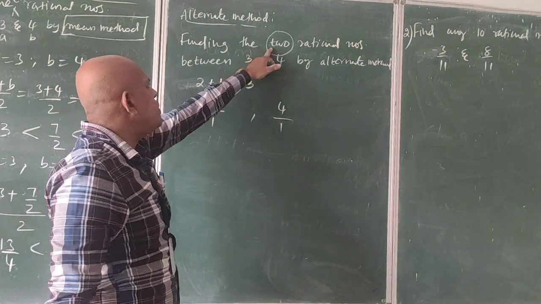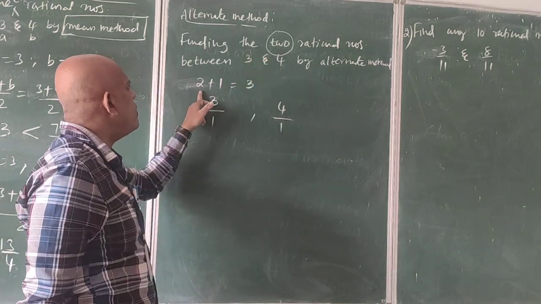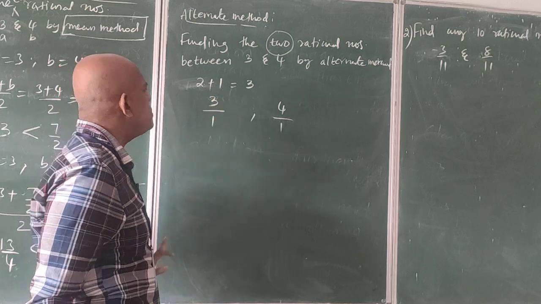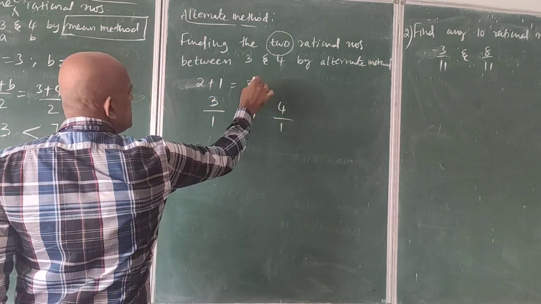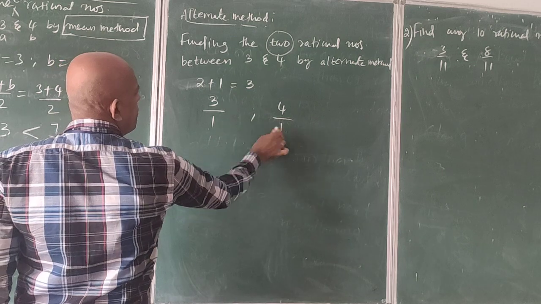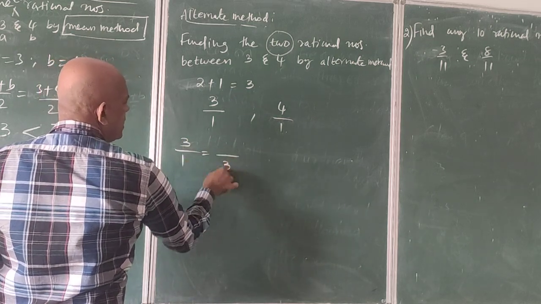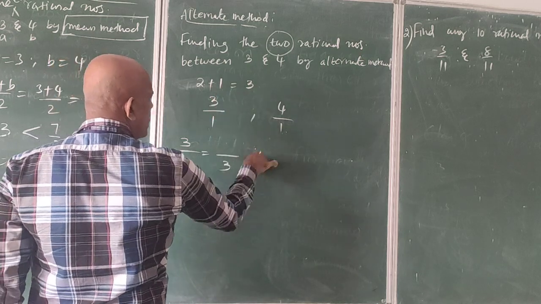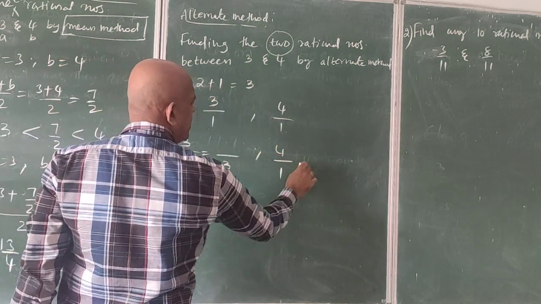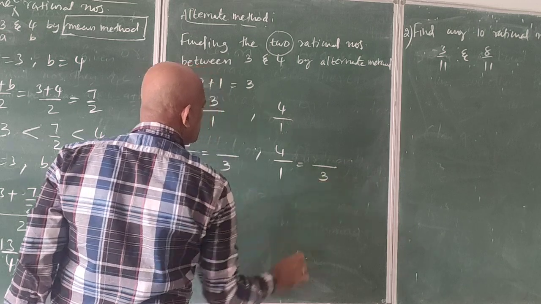And here they ask for two rational numbers. For that, we have to add 1. 2 plus 1 is equal to 3. Now, we have to equate both the denominators to this 3. Just like this, 3 by 1, the denominator is 3 because 2 plus 1 is equal to 3. And again 4 by 1, and the denominator is equal to 3.